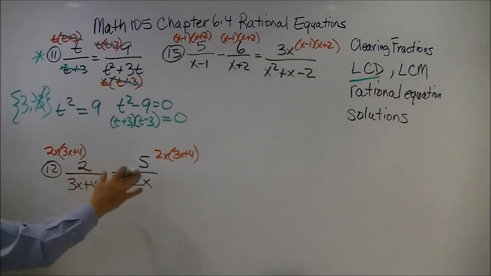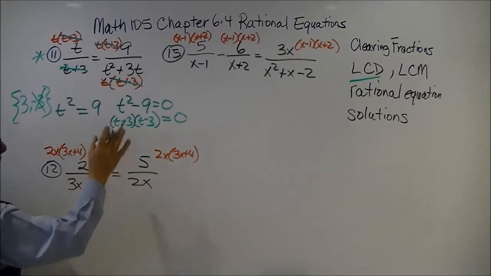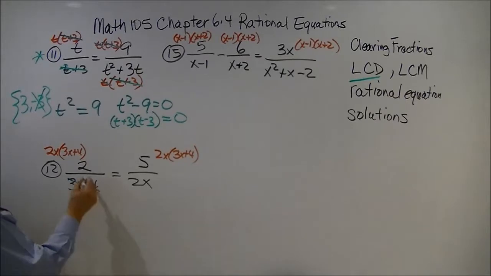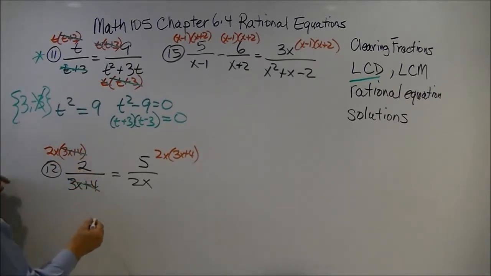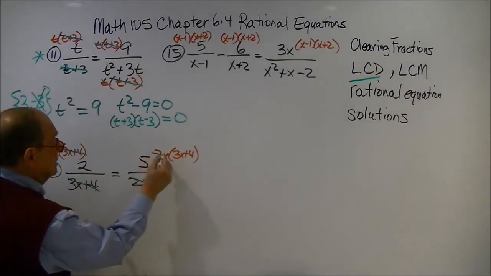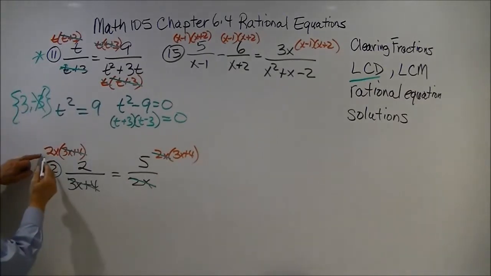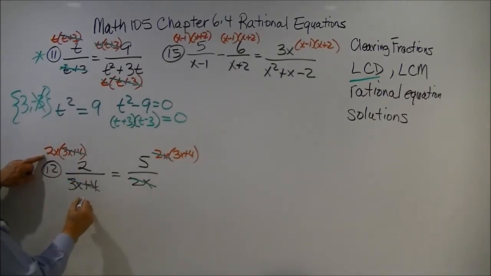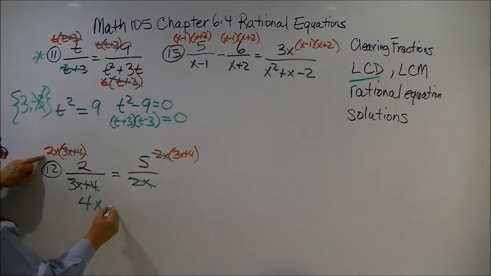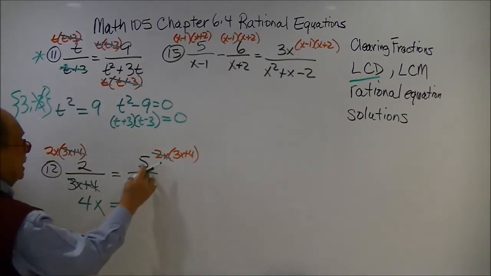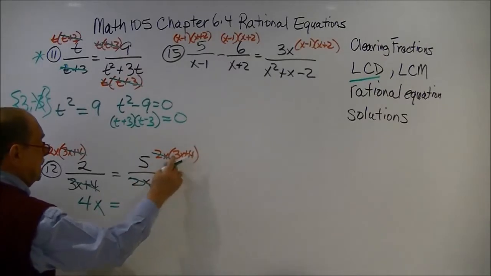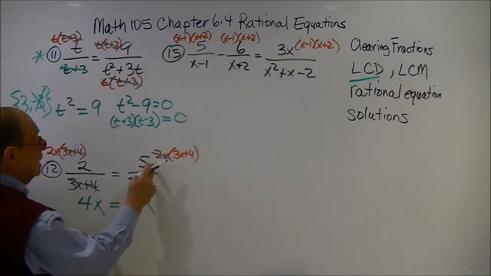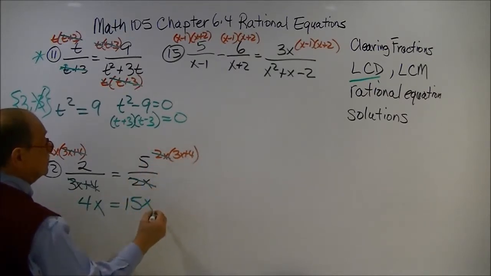All right, let's do this one. We already have the LCD here. Here, this cancels out nicely, and this will cancel out nicely. So now we have 2x times 2 is 4x. And then we have to do 5 times 3x, which is 15x, and 5 times 4, which is 20.